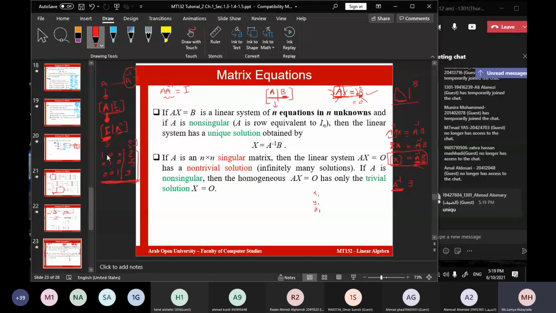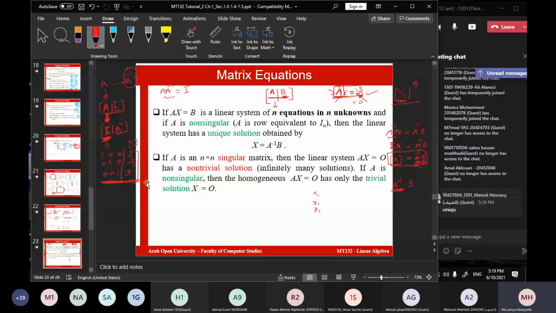The first row, its leading one. Second row, the leading one. Third row, yes. So how many leading ones do I have? 3. How many unknowns? 1, 2, 3. So what I will have is a unique solution.